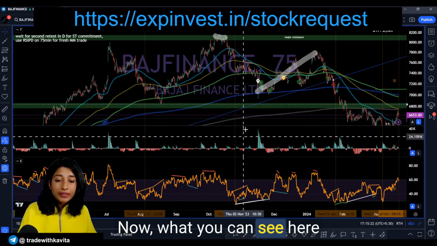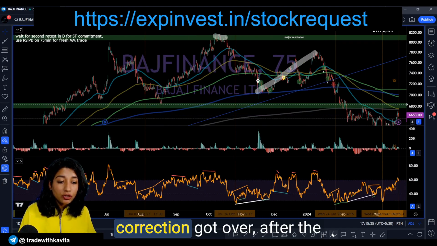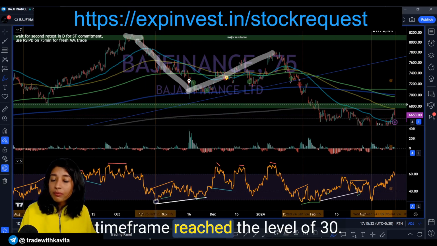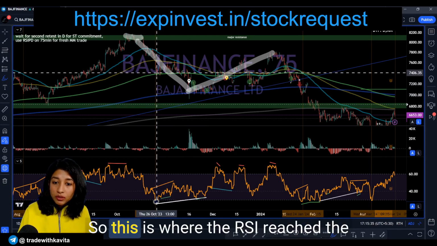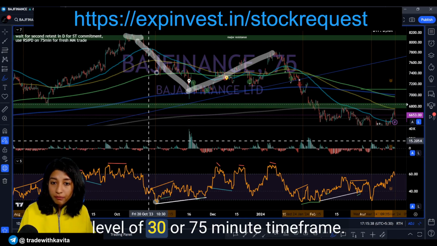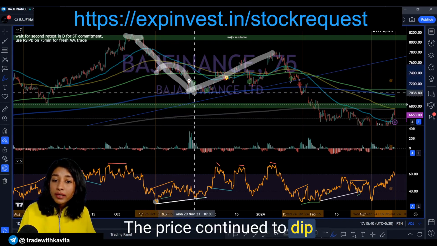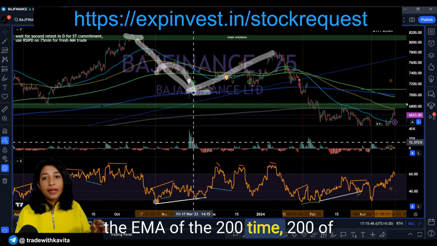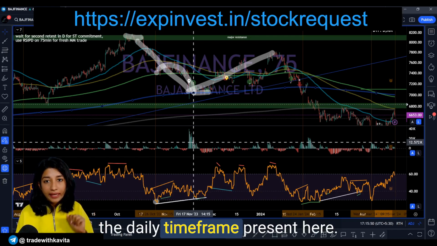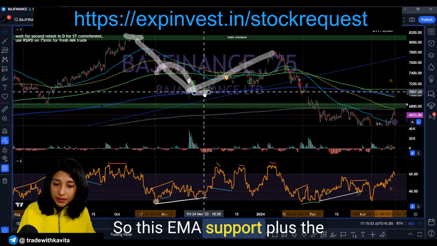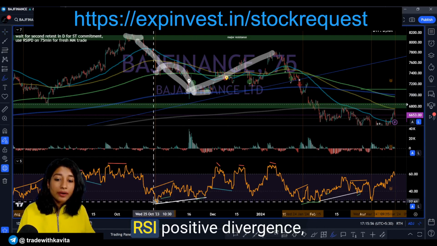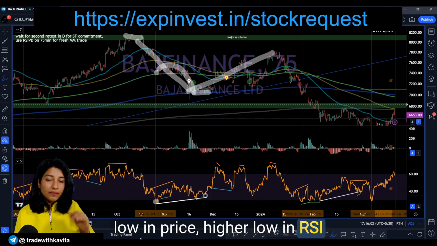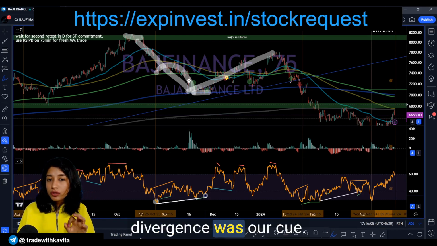Now, what you can see here is that after the first wave of the correction got over, the RSI on the 75-minute time frame reached the level of 30. Next, what happened? The price continued to dip lower, forging another low. And here, incidentally, we also see the 250-period EMA of the daily time frame. So this EMA support plus the formation of this beautiful RSI positive divergence, a higher low in RSI versus a lower low in price, was our cue.